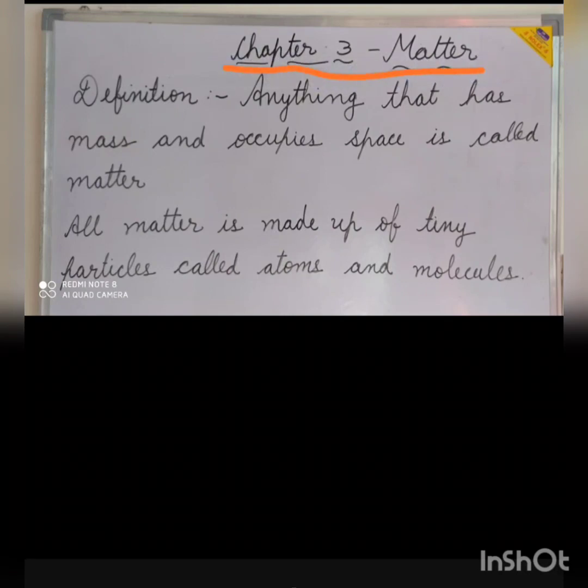We have already studied about matter in the lower classes. Anything that has mass and occupies space is called matter. All the matter is made of tiny particles called atoms and molecules. All the living and the non-living things which we come across in our daily lives are matter.